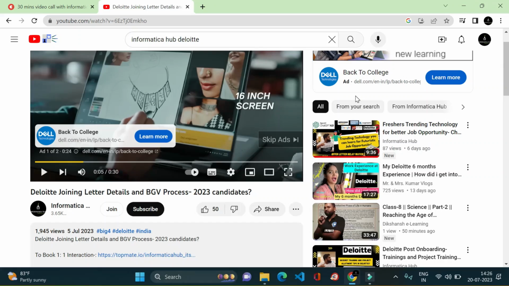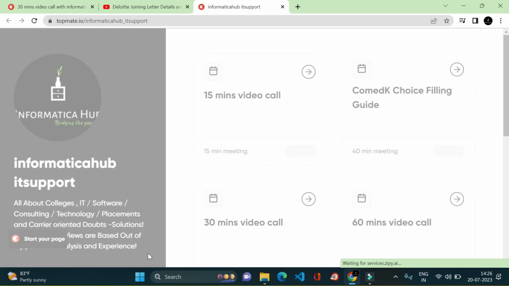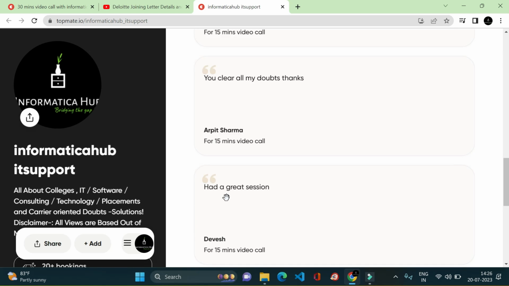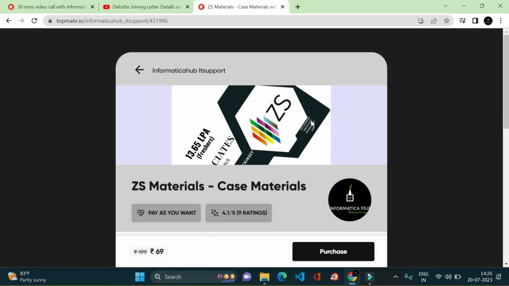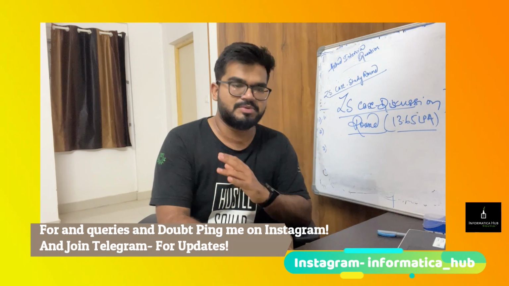So first of all, the case study round of ZS comes after the written round. That is the second phase where it actually starts. The case study discussion round is one of the vital or critical rounds that has great weightage when you are going for any of the profiles, whether it's DAA or BTA, BOLA.